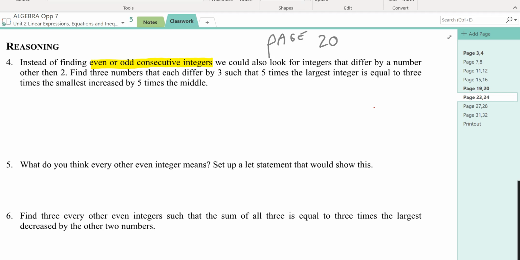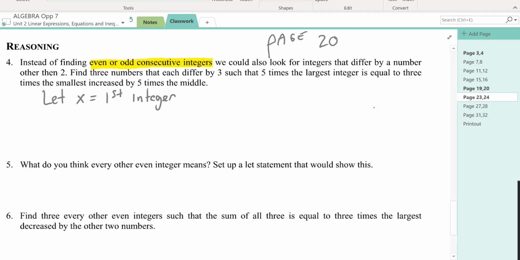So it says right here, find 3 numbers that each differ by 3. So now we're changing the rules a little bit. They want 3 numbers, so we've still had that, but they want them to be different by 3. So if I have x be my first number, how do I get a number that's 3 apart from that?